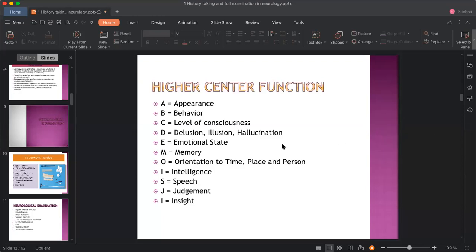Another is the emotional state of the patient. So how the person is emotionally behaving. Is he depressed? Is he elated? Is he very happy? Or is he fluctuating between happiness or elation and depression? This is emotional state. Memory: we ask certain questions to the patient, probably something which the patient has done in the past, or something related to the person in the past, and the person has to memorize and tell us. This judges the memory. O stands for orientation to time, place and person. Very important higher center functions.